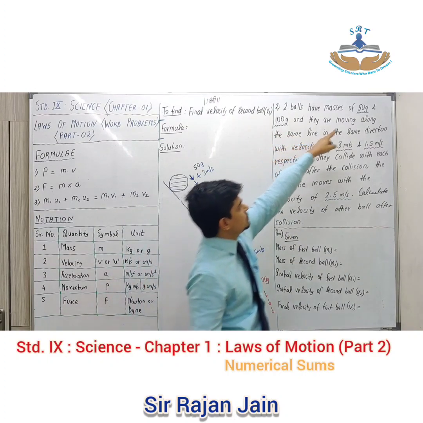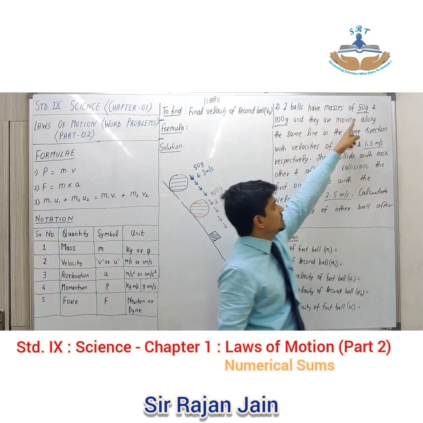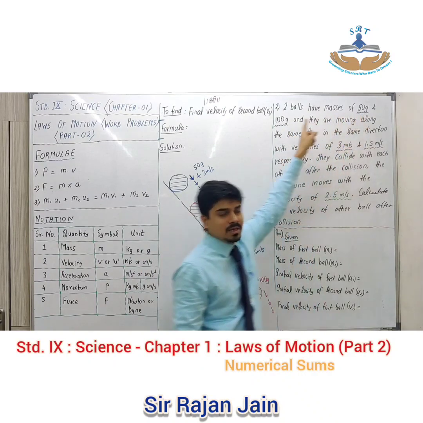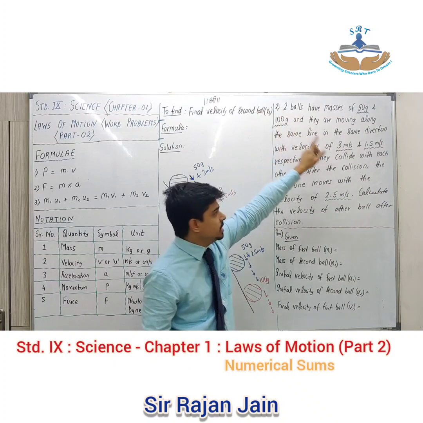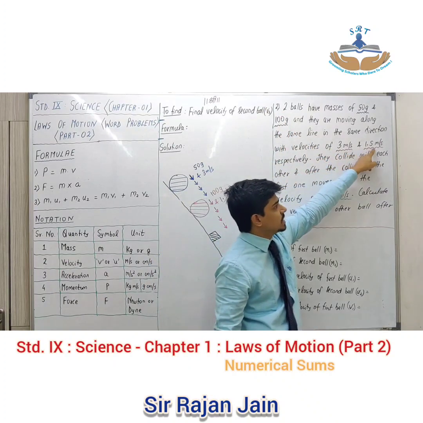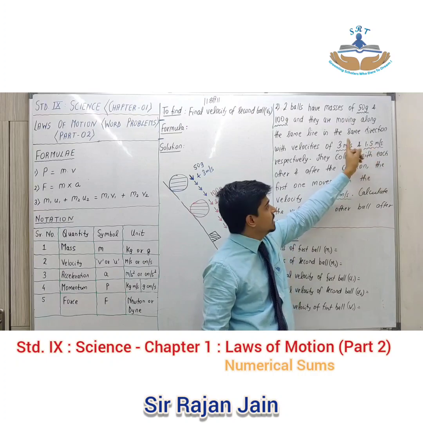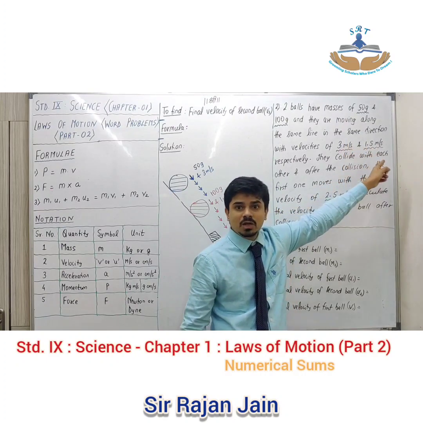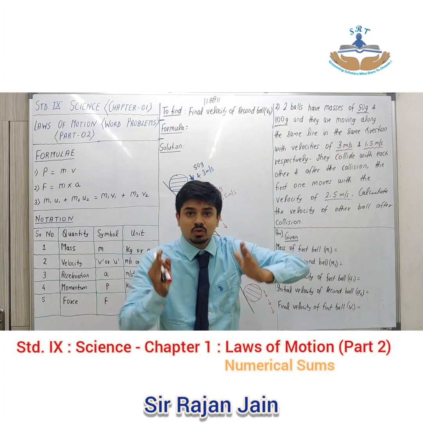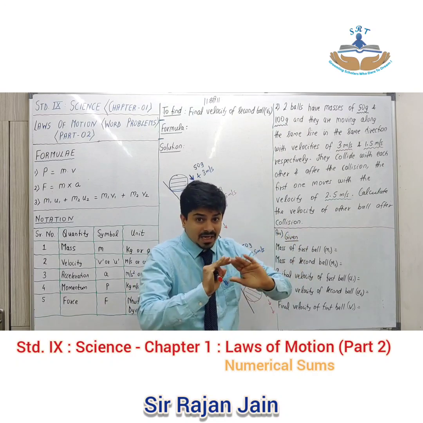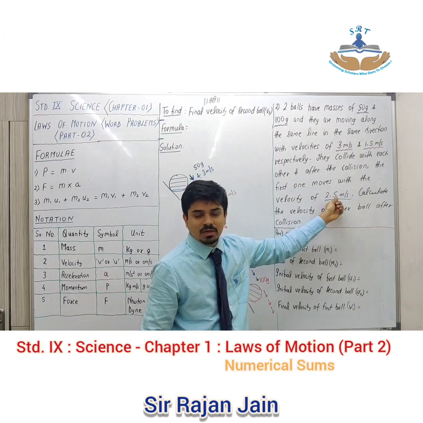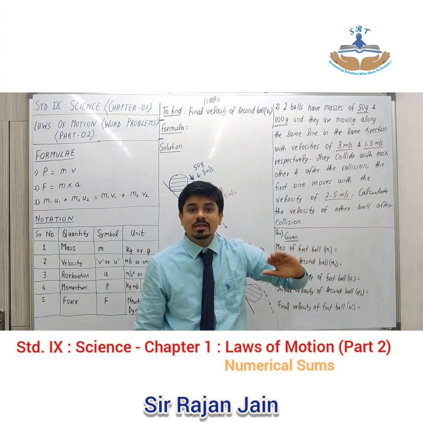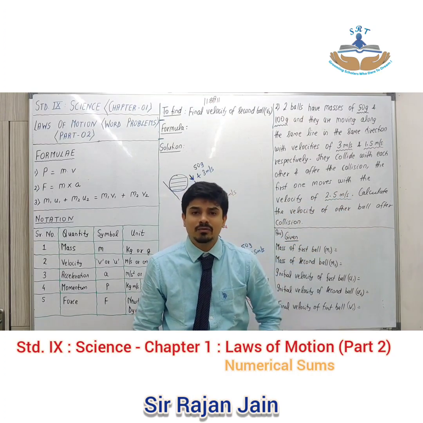Two balls of masses 50 gram and 100 gram. Means the first ball's mass is 50 gram, the second ball's mass is 100 gram, and before the collision, their velocity is 3 meter per second and 1.5 meter per second. So this becomes the initial velocity because it is the velocity of the two balls before the collision. And after collision, the first ball's velocity is 2.5 meter per second. I want to find the velocity of the second ball after collision.